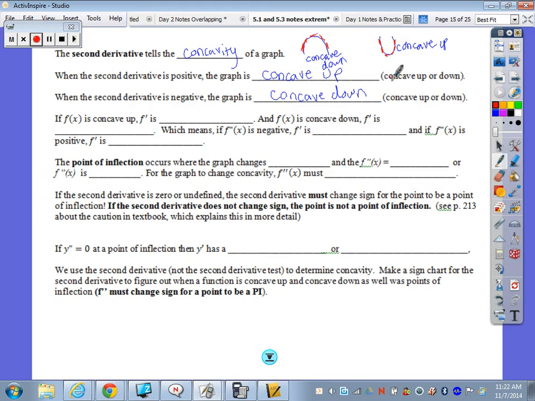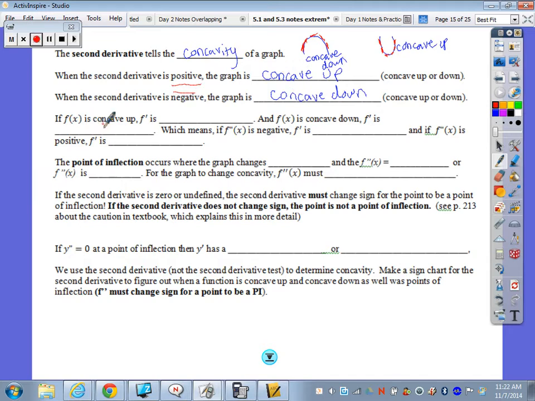We'll do a lot more with this concept, and I'll explain it again in class to hopefully help, but it can be somewhat confusing when you're thinking about how the second derivative relates to the original function. So you might just want to memorize this principle as well. If the second derivative is positive, my graph is concave up. If it's negative, my graph is concave down.